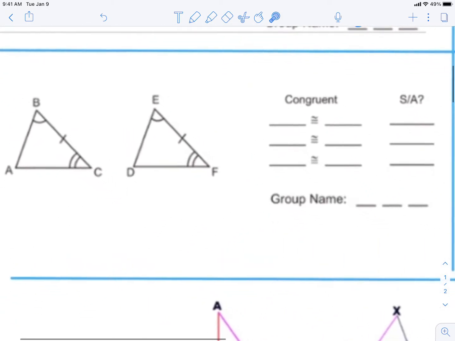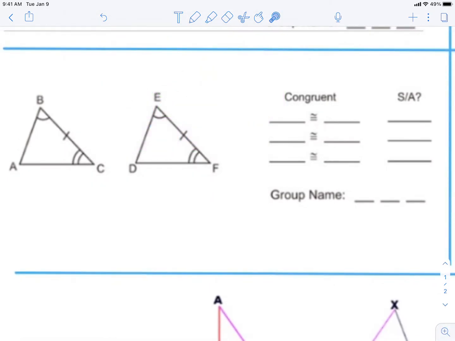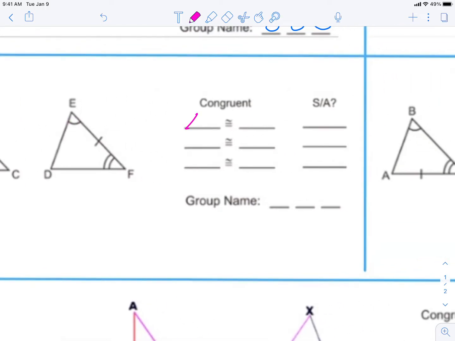Another way to prove is, let's see here. Let's start on top over here: angle B is congruent to angle E, and those are angles.